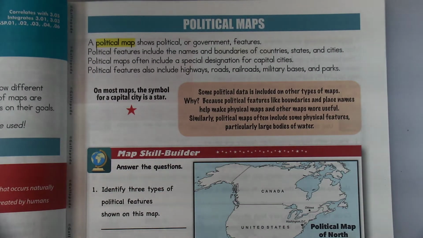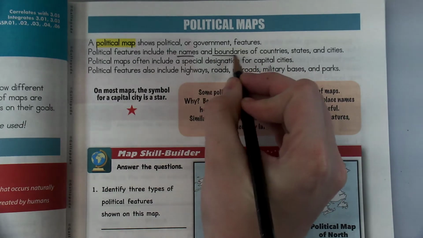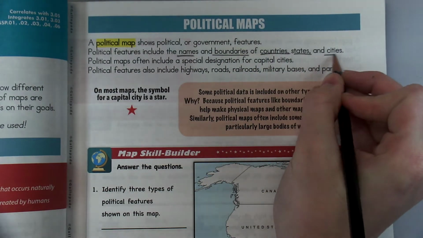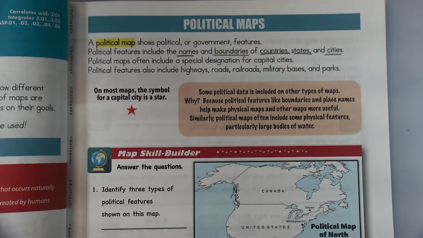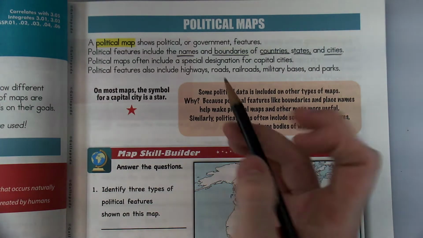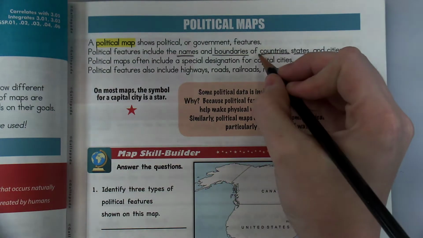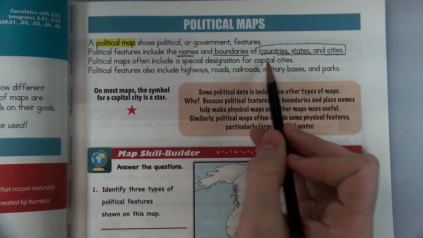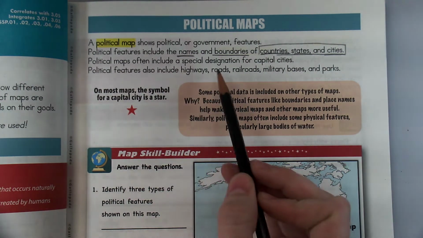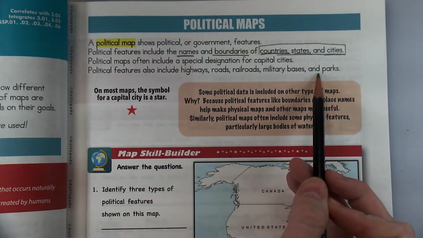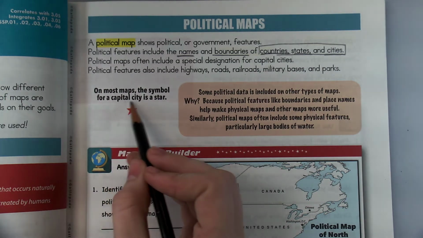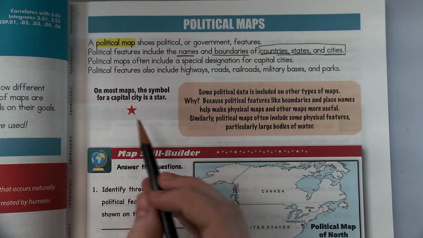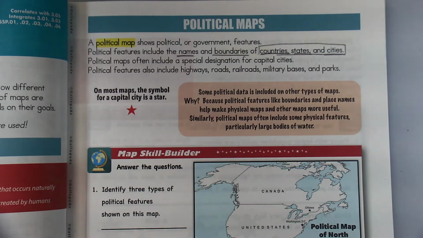A political map shows political or government features. Political features include the names and boundaries of countries, states, and cities. So if you want to find cities, countries, states, things like that, you need to make sure you are looking at a political map. And also make sure you're annotating with me as I'm reading. Political maps often include a special designation for capital cities. Political features also include highways, roads, railroads, military bases, and parks. On most maps, the symbol for a capital city is a star, but remember, we can also have a map key so that we know what that star means.